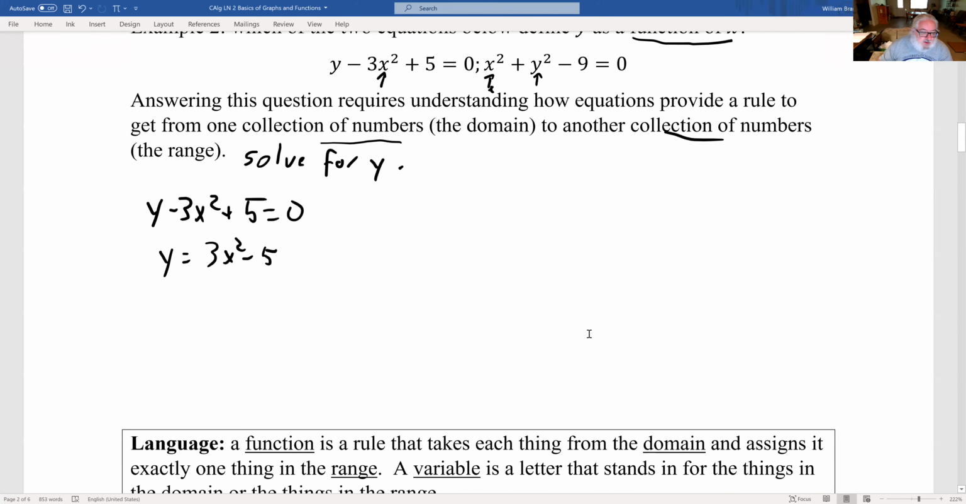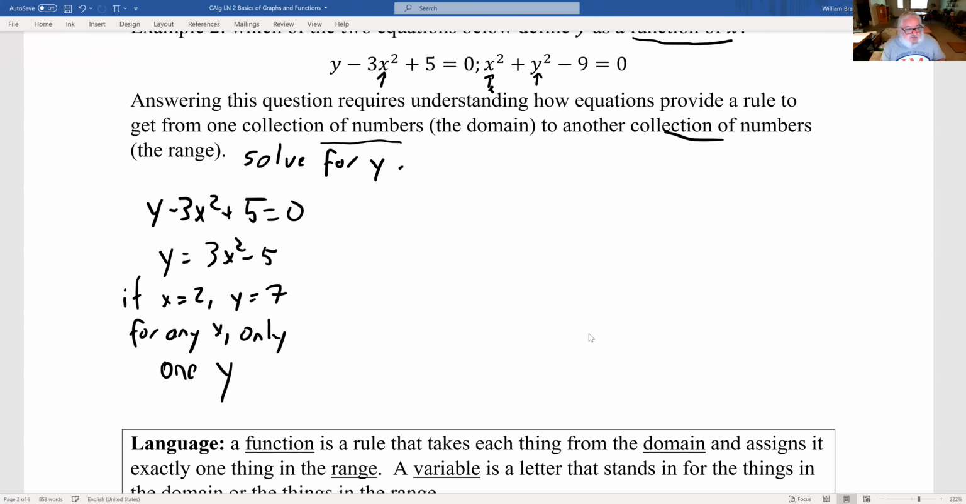And so if you know x, right, if x is given to you, x equals 2, for example, then you know what y equals. y is 2 squared is 4 times 3 is 12 minus 5 is 7. So if you know x, there's only one possible y. So that's a function.